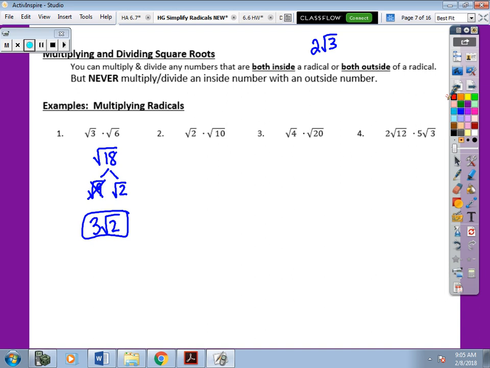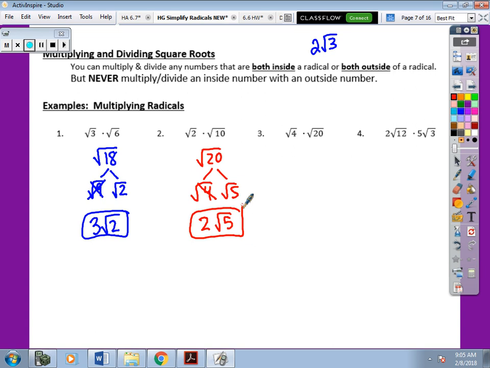Now, square root of 2 times the square root of 10, square root of 20. What would I break that down into? Marquise? 4 and 5. 2 root 5.